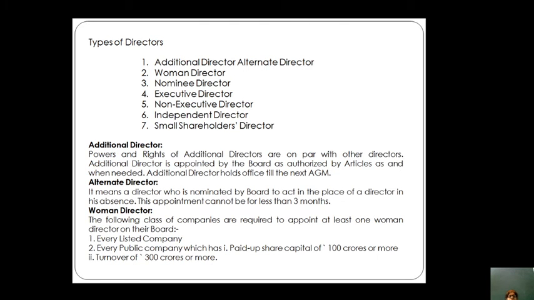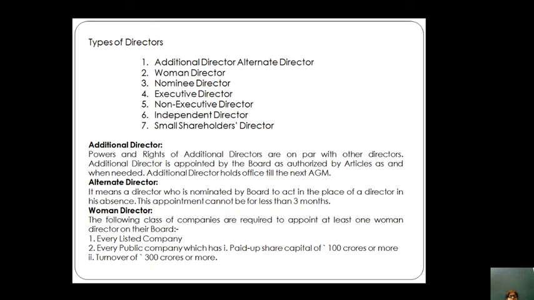Now we will see every type of director in detail. Now, the powers and rights of additional directors are on par with other directors. Means he is getting certain advantages as working as a director. An additional director is appointed by the board as authorized by the articles as and when needed. An additional director holds office till the next AGM, that is, annual general meeting.